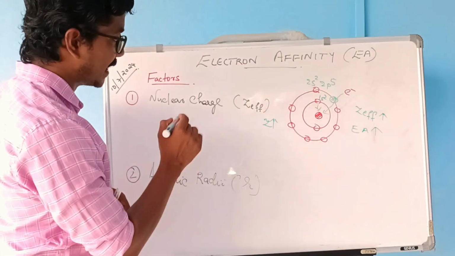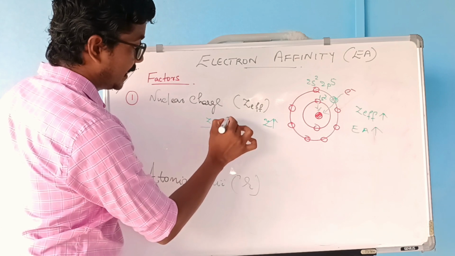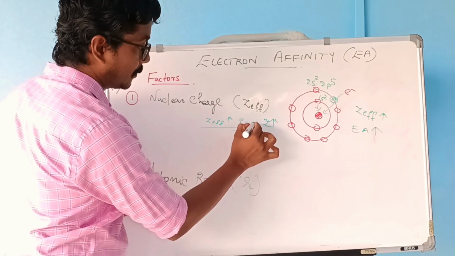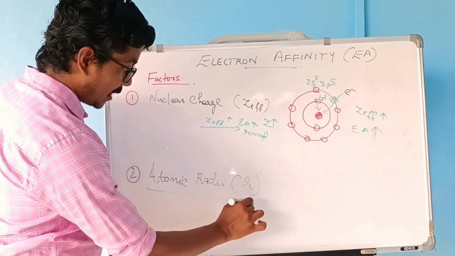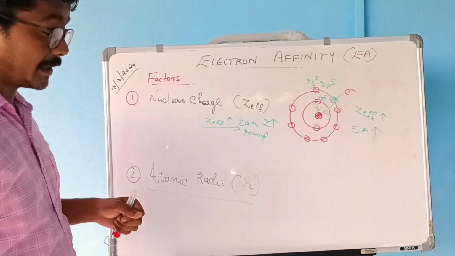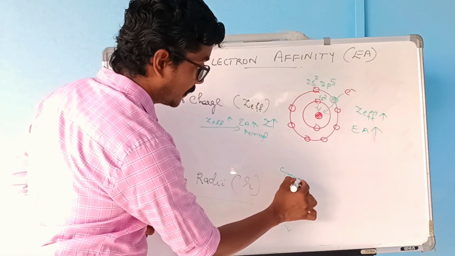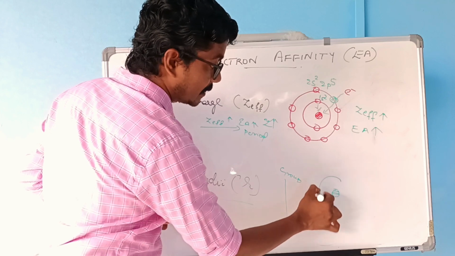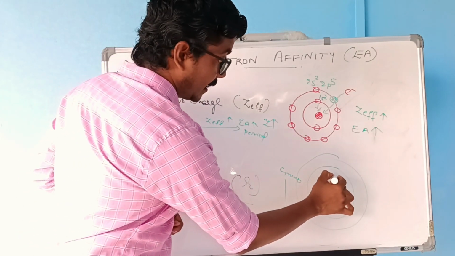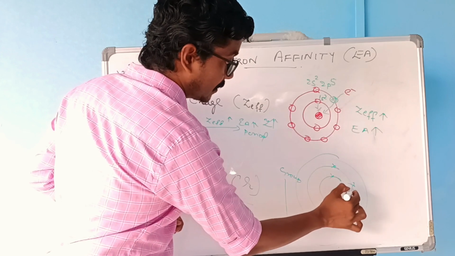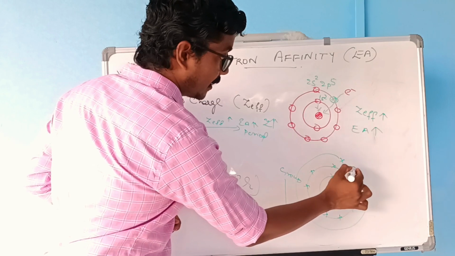That's the reason why, across a period, effective nuclear charge increases and electron affinity also increases across the period. Whereas in the case of the second factor, atomic radii, going down a group, when this is a nucleus, okay, if here an electron is there, here also electrons are there, 8 electrons are there, and here also electrons are there.